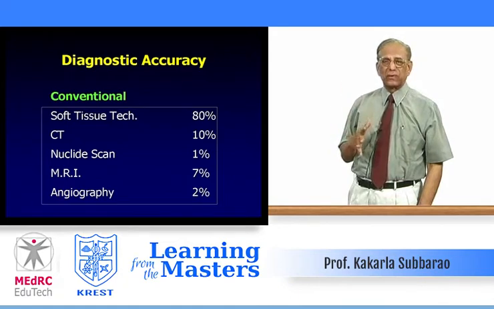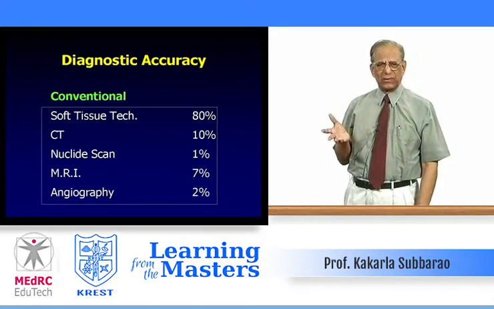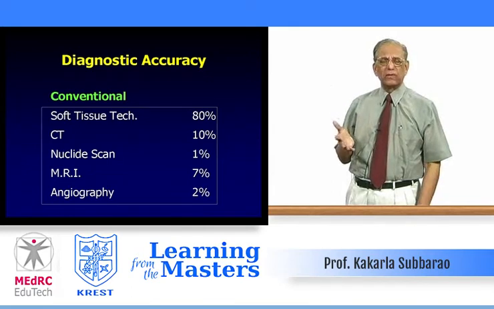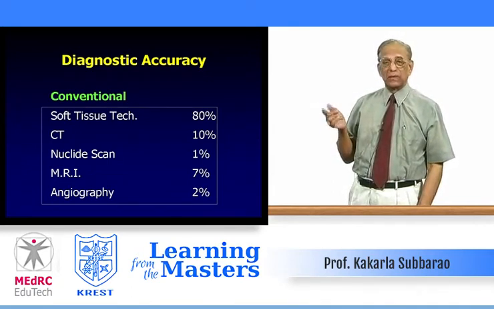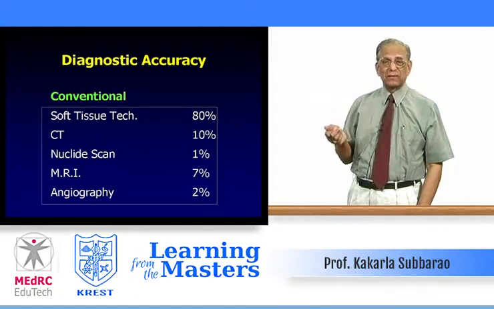And then angiography. Rarely we need angiography in order to prove that it's a highly vascular tumor. And it adds 2% of the time, not only in the diagnosis, but in the management of the cases also.